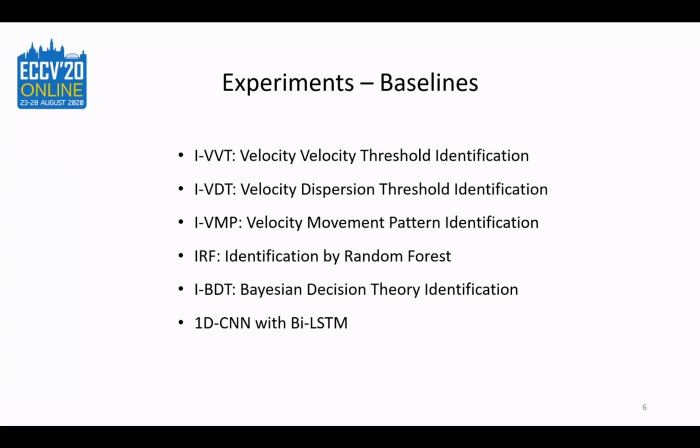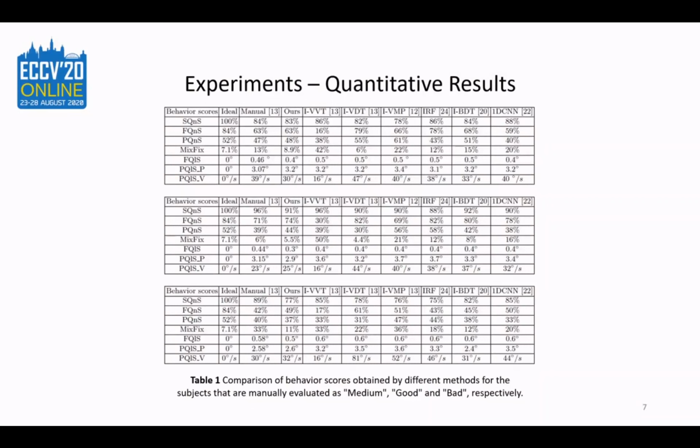In this table, we report the behavior scores obtained via the proposed method and other methods on the subjects that are manually evaluated as medium, good, and bad in the eye tracking data quality. The ideal scores and manual classification results are also reported for comparison. The calculation of the ideal behavior scores considers the actual physiological reactions of humans when performing different types of eye movements. We observe that our proposed method achieves promising performance compared to other baseline methods and is much closer to human performance.